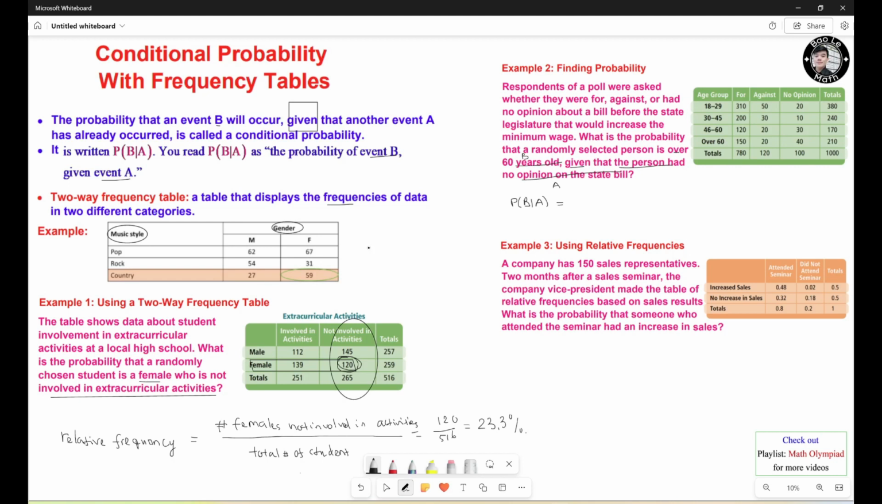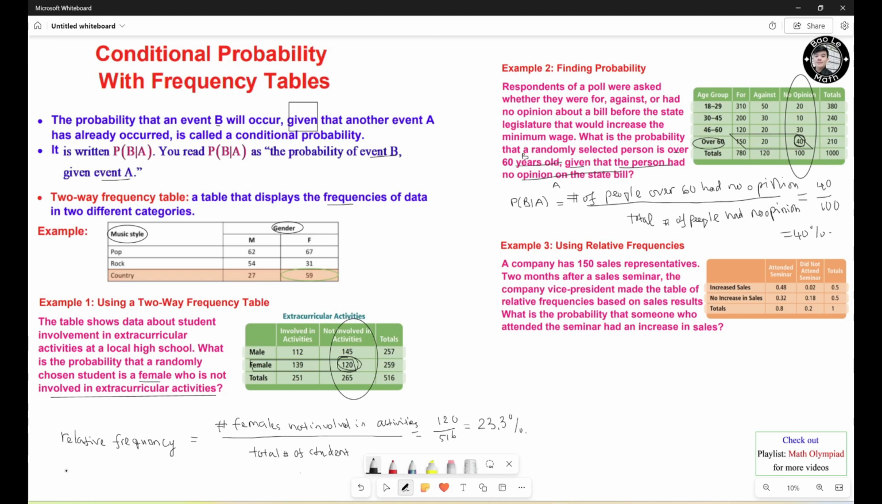Alright, so we look at the table right here. Over 60 years old right here, and no opinion right here, this column right here. Over 60 years old. So the intersection should be 40 right here. So it's equal to the number of people over 60 who have no opinion, over the total number of people who had no opinion. So it's going to be 40 over 100. It's going to be 40%.